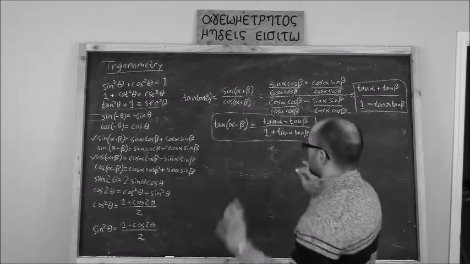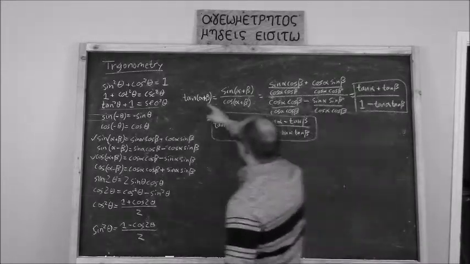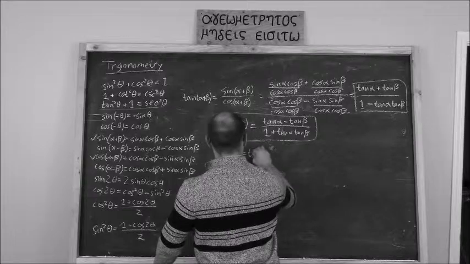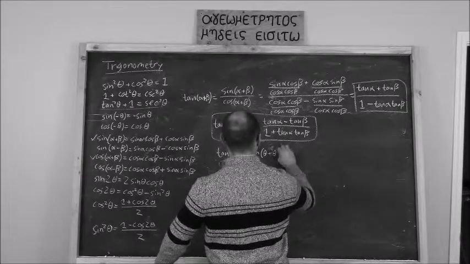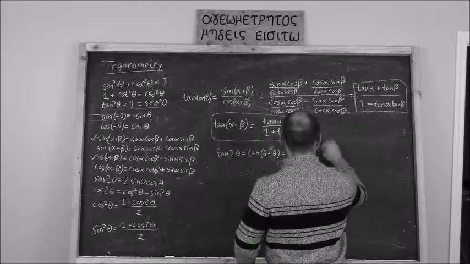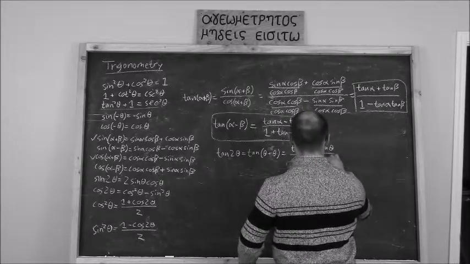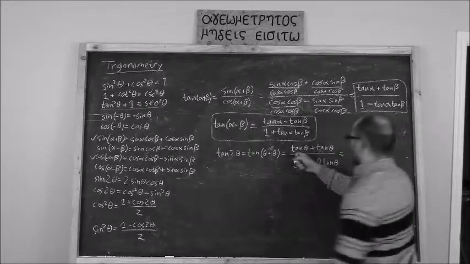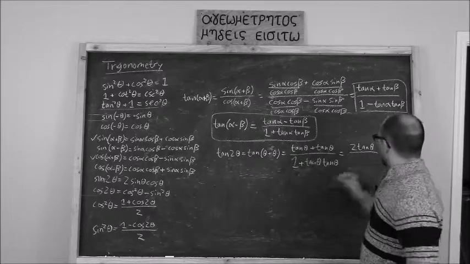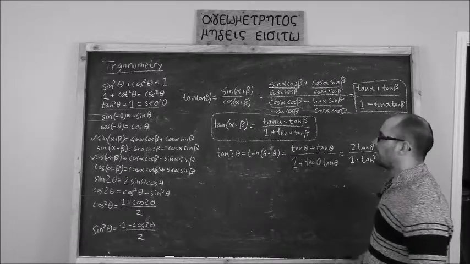Now, to make a double angle identity, it's easy enough. We just set tangent of 2 theta. Well, that's the same as tangent of theta plus theta, which is equal to what? Tangent theta plus tangent theta over 1 plus tangent theta times tangent theta. Tangent plus itself is going to be 2 tangent of theta. 1 plus tangent times tangent is 1 plus tangent squared of theta.